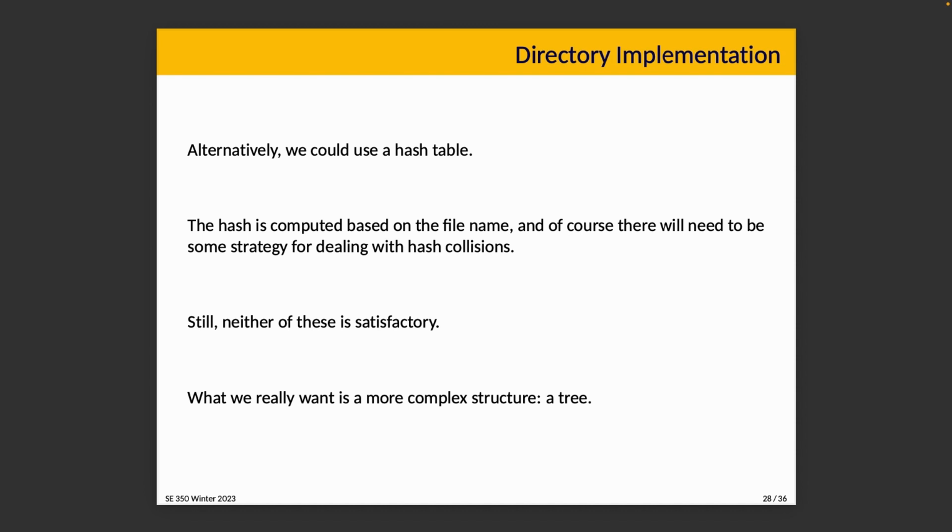A hash table is also potentially okay. The hash is computed based on the file name, so there has to be a strategy for dealing with hash collisions, where you can use a perfect hashing algorithm, but we'll come up with something, right? Neither of those is great, though, because what we actually want is a more complex structure. What we need is a tree. Okay, you learned about trees, I'm certain, in a data structures and algorithms course, right? Surely we don't have to go over trees again.